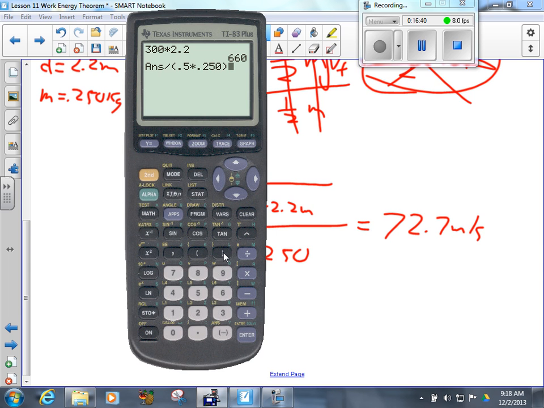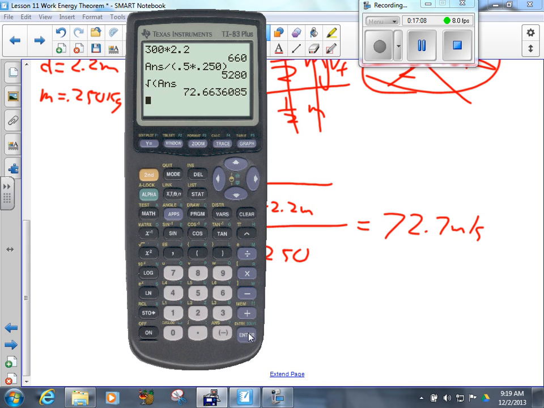Does it make a difference if it goes from left to right or if it does the bottom first by the top? It makes a difference. Okay, I want the top divided by the entire bottom, not the top divided by 1/2 and then multiplied by 0.25. It's not the same thing. Okay. All right, gives me 5,280. Now I need to square root that. So second square root, get the answer in there. All right, I get 72.7 meters per second.